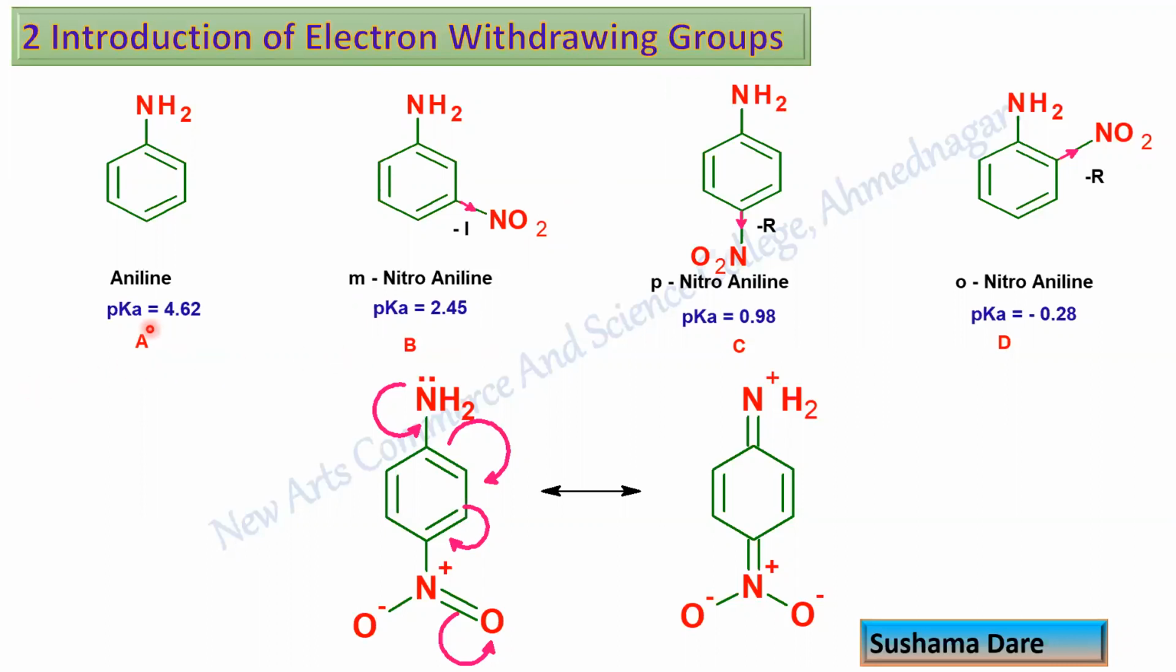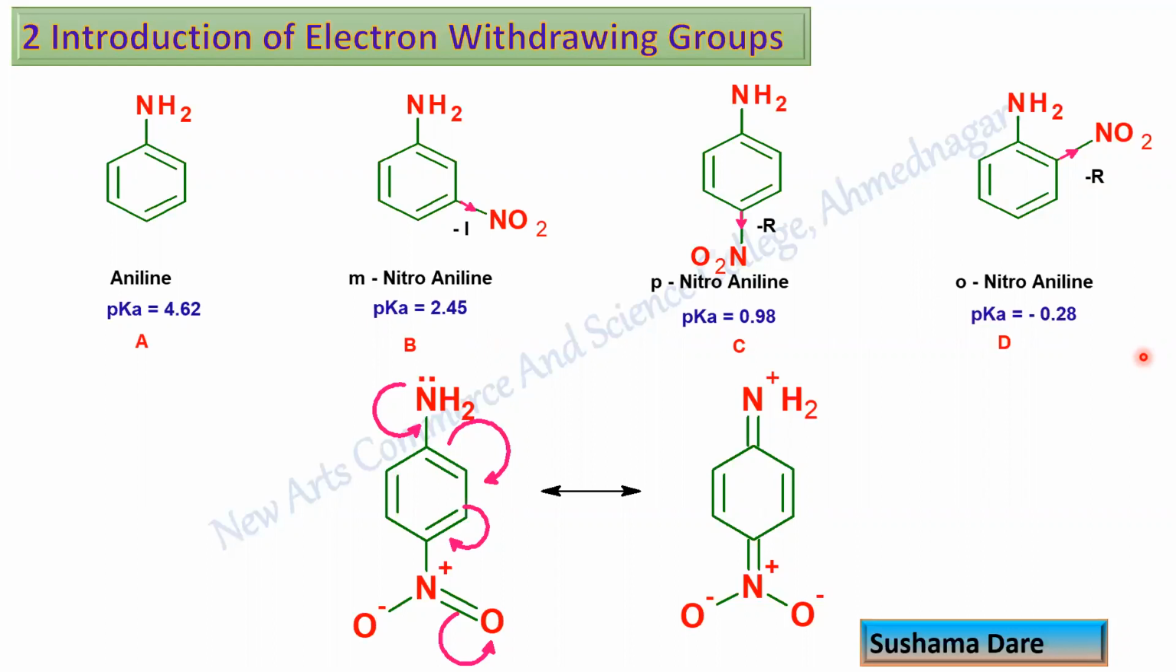So this is the first example: aniline, metanitroaniline, paranitroaniline, orthonitroaniline. Look at the pK values. The pK values go on decreasing. As the pK value goes on decreasing, basicity and pK value are directly proportional. pK decreases, basicity also decreases. So from A to D, basicity goes on decreasing.